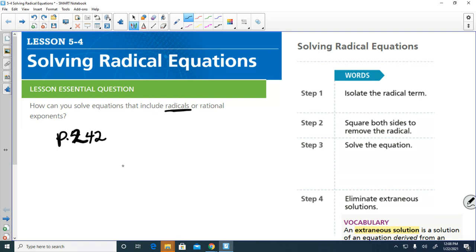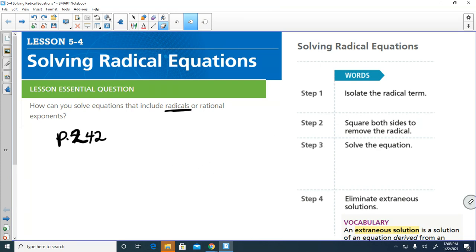So all of our equations today are going to look like 3x plus the square root of 4x minus 1 equals 3. They'll have at least one radical involved in the equation. So we're going to look at how do I solve for the x.